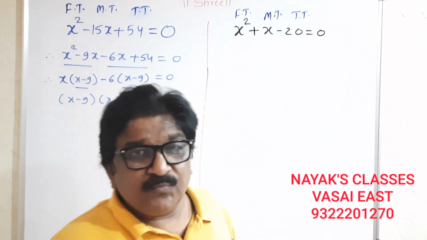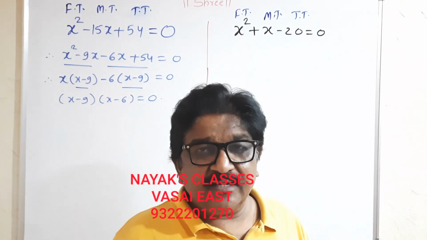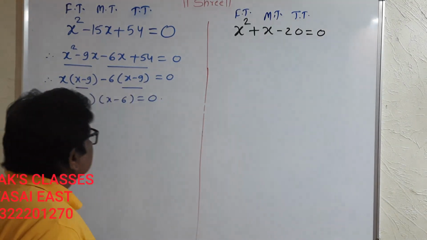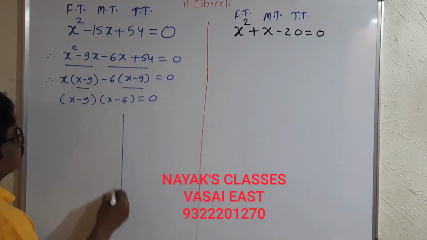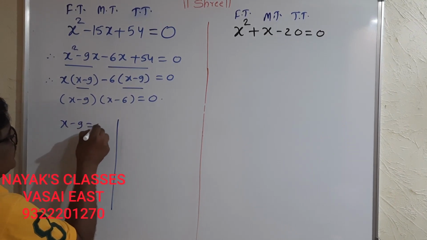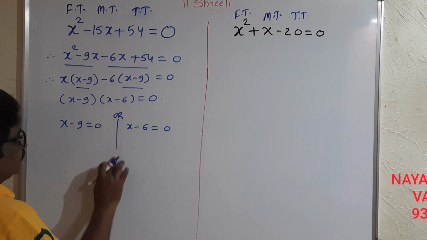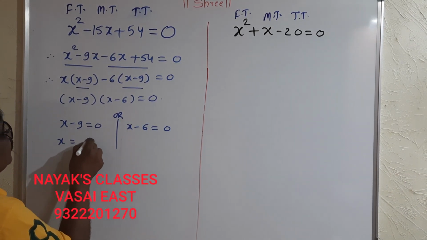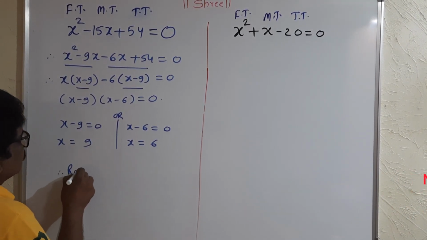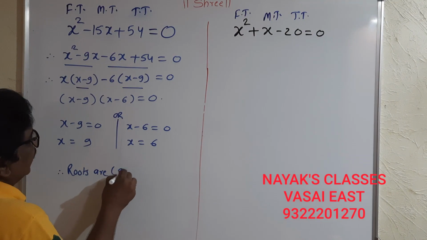In 9th standard, we were making the brackets and we were getting the answer. But here in 10th standard, we have to equate them with 0. Means x minus 9 is equal to 0 or x minus 6 is equal to 0. So x is equal to 9 and x is equal to 6. Therefore, roots are 9 and 6.